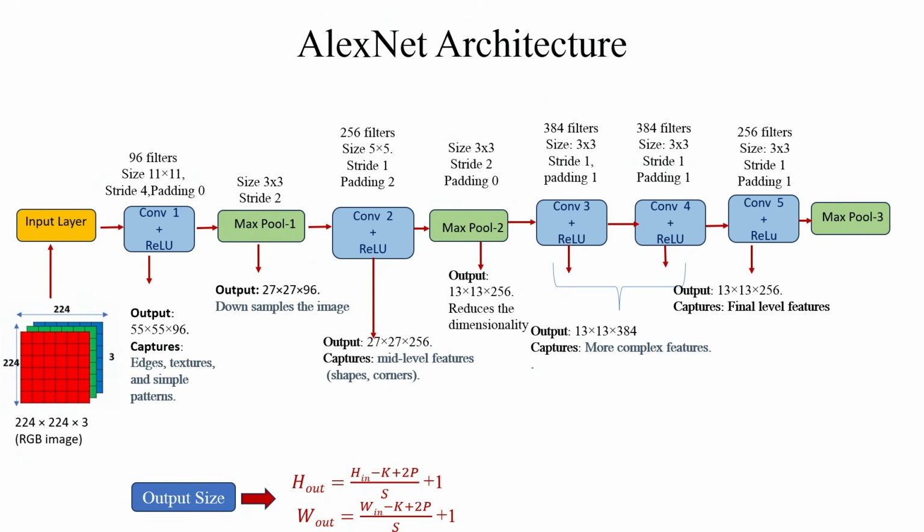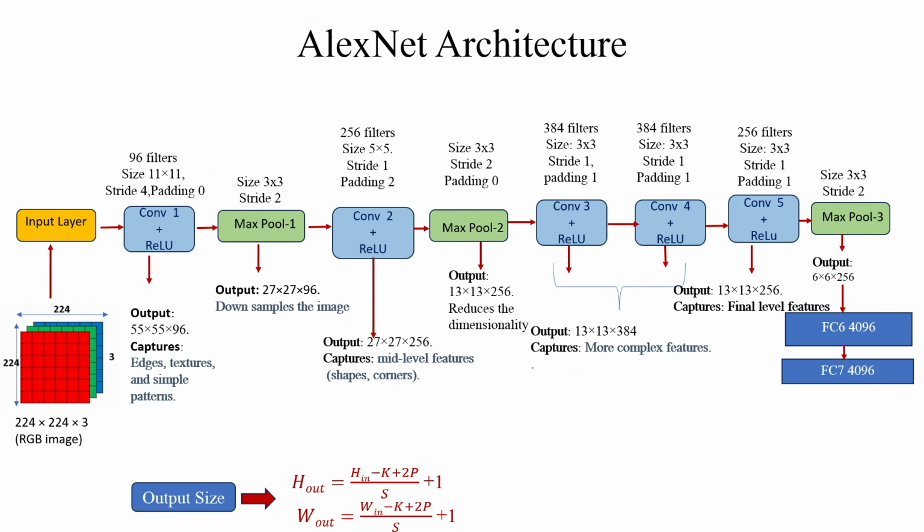After this, the output of convolution layer 5 goes to maxpool 3, where the spatial dimensions are reduced to 6 cross 6 and the number of channels is 256, and this goes to the fully connected layer, which has 4096 nodes. Then the output of this fully connected layer goes to the second fully connected layer, again having 4096 nodes, and then it goes to softmax, which has 1000 channels.